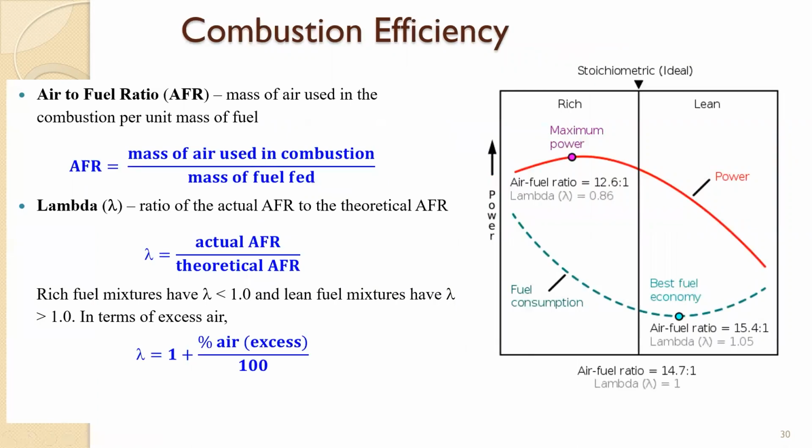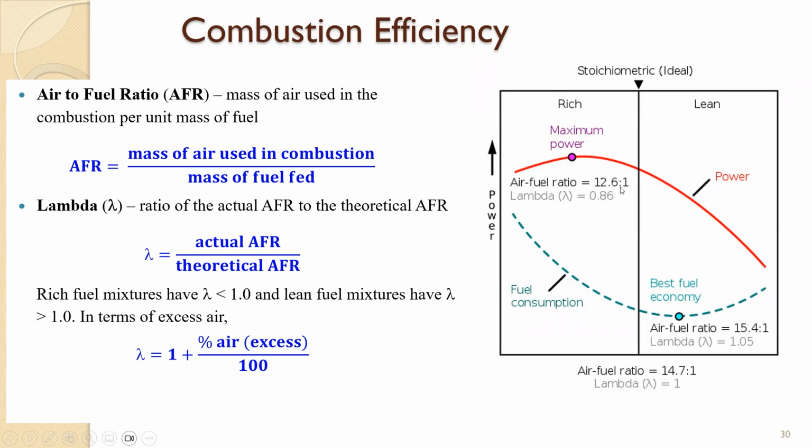Also, for combustion efficiency, what you call air to fuel ratio or AFR. It's basically the mass of air used in the combustion per unit mass of fuel. So air to fuel ratio is mass of air per mass of fuel. Sometimes meron tayong tinatawag na lambda. It's the ratio of the actual over theoretical AFR. Rich fuel mixtures have lambda less than 1. Lean fuel mixtures have lambda greater than 1.